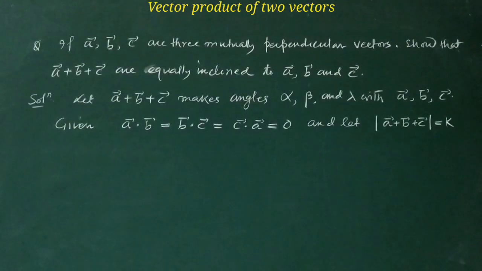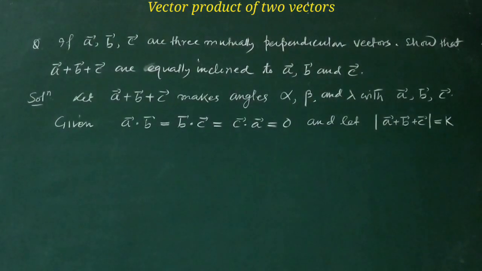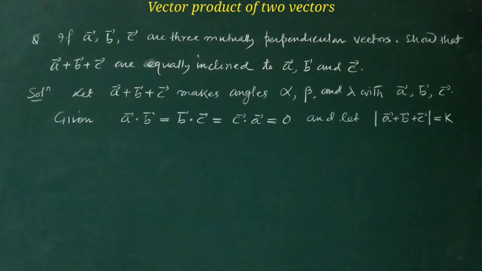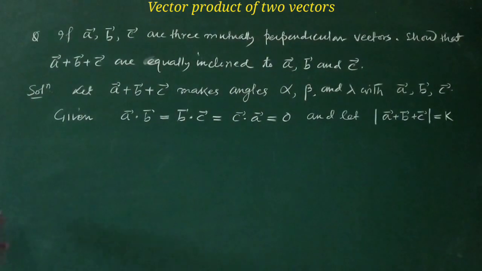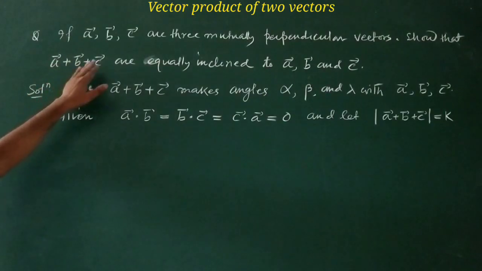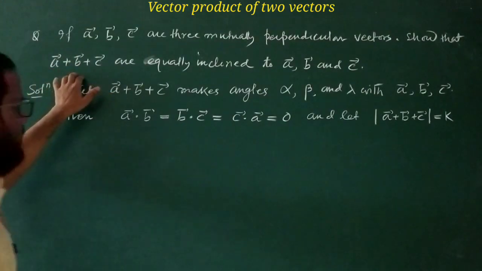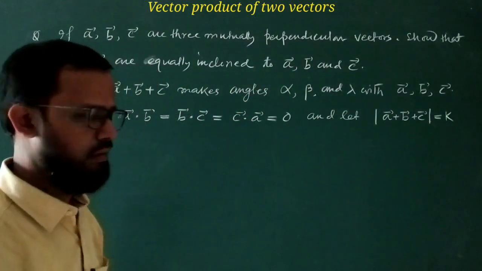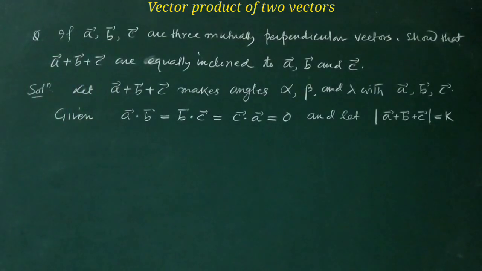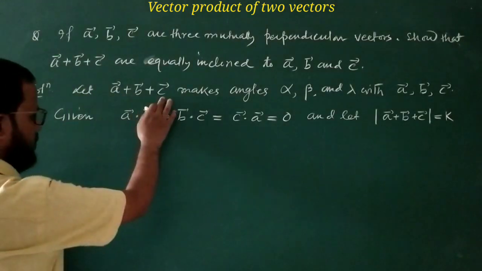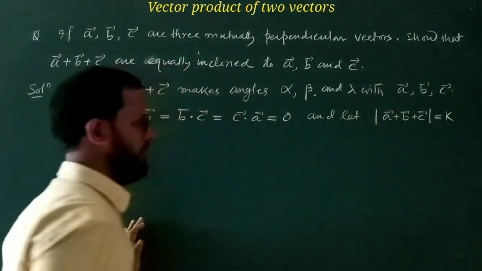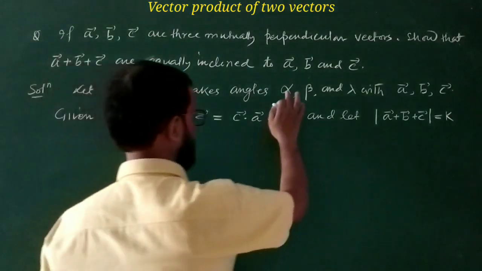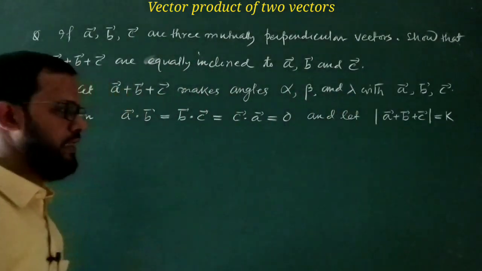this is the question you see. In this question, if a vector, b vector and c vector are mutually perpendicular vectors, very important, first condition is mutually perpendicular vectors. You want to show that a vector plus b vector plus c vector, this new vector, makes equal angle with a vector, b vector and c vector. तीनों के साथ same angle हो, same angle create करेगा, ठीक है. So we suppose that this is our vector which makes angle alpha, beta and gamma with a vector, b vector and c vector. Okay, that means we are going to prove that alpha equal to beta equal to gamma. That is our target.